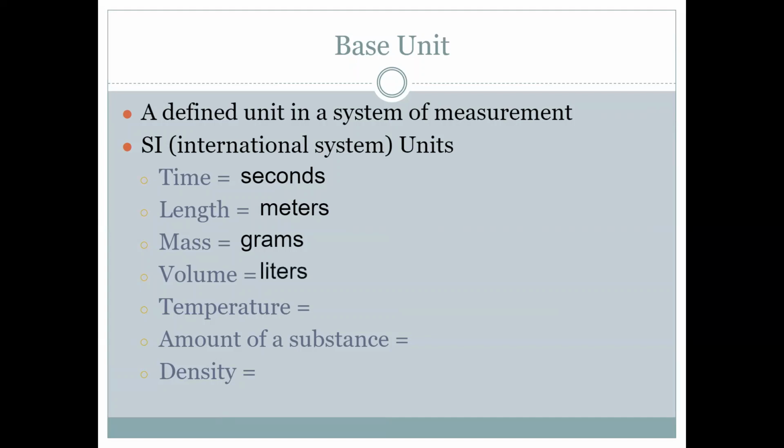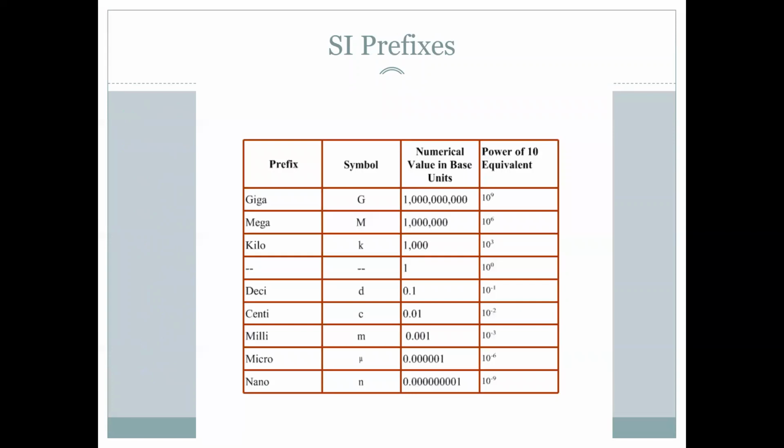For volume, we're going to use liters. For temperature, we're going to use Kelvin or Celsius. That's the caveat there. Sometimes it's Celsius, but the base metric unit is going to be Kelvin. For amount of a substance, now that is different than mass, and I'll explain why later, but for amount, we are going to use moles, and for density, we're going to use grams per milliliter. There are other ways to measure density within the metric system, but this is the base way that we usually do it. This chart is in your notes.